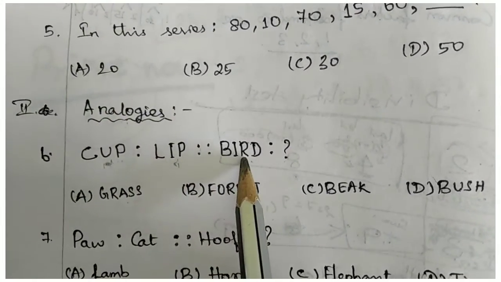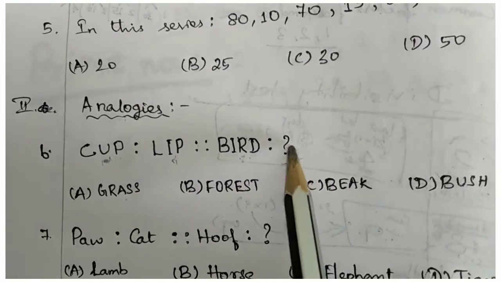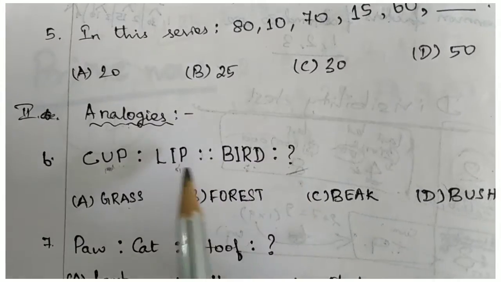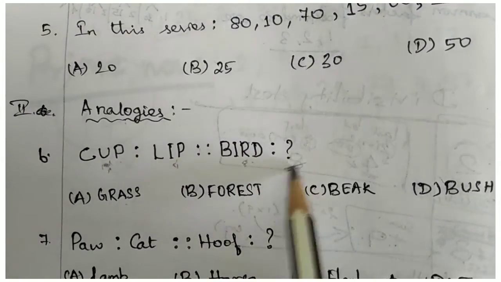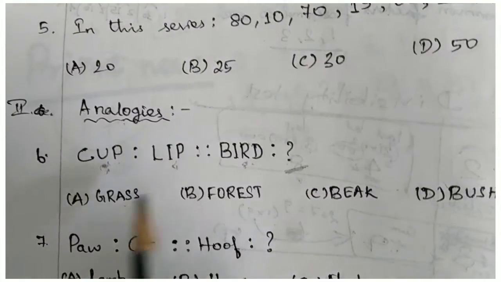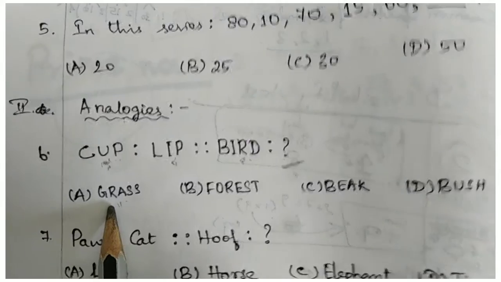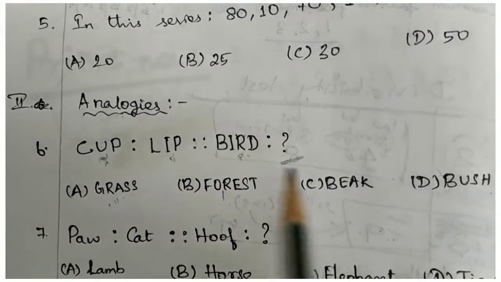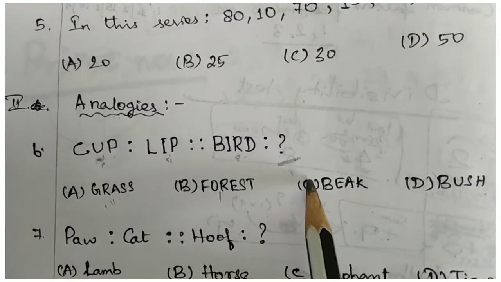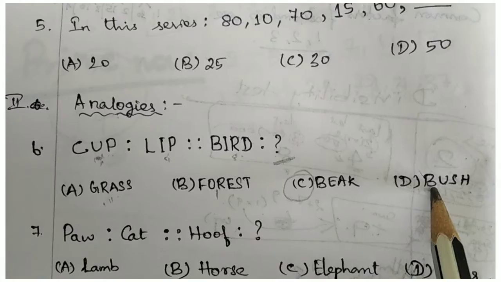So here bird is there. So bird uses what to eat? So that will be the analogy. We use lips to drink from the cup. And what does bird use to drink or eat? Bird cannot use grass. Bird also cannot use a forest. Bird uses beak. So beak will be the answer. And also bird cannot use bush.